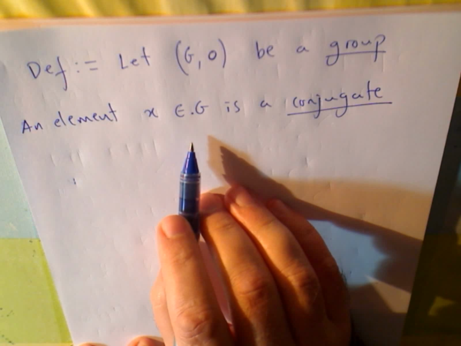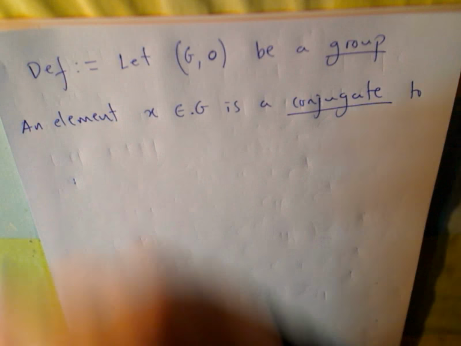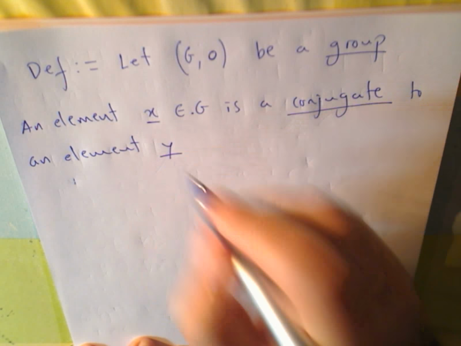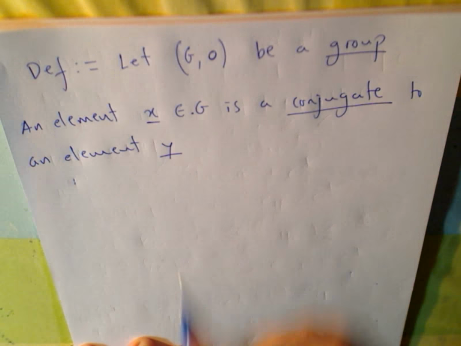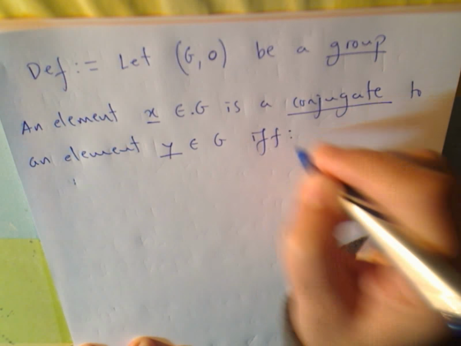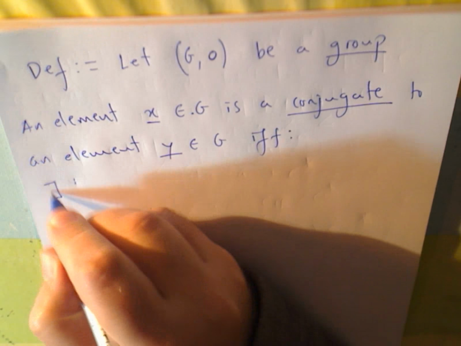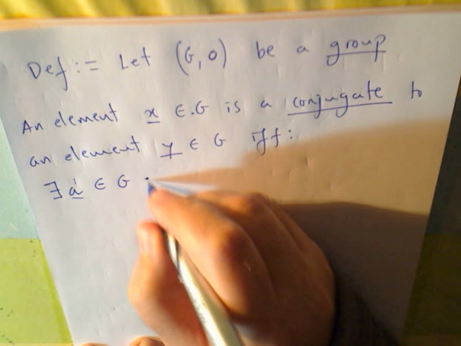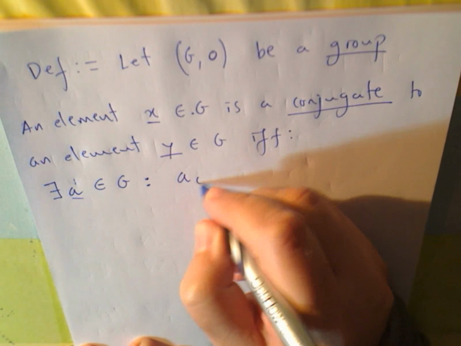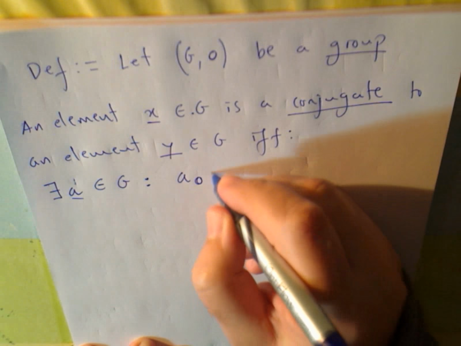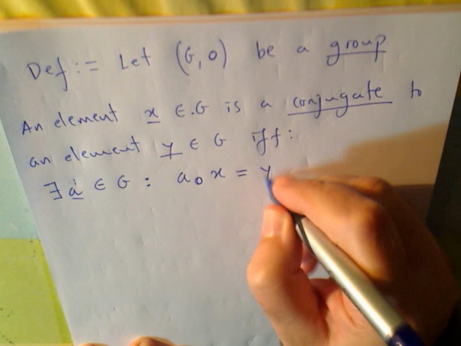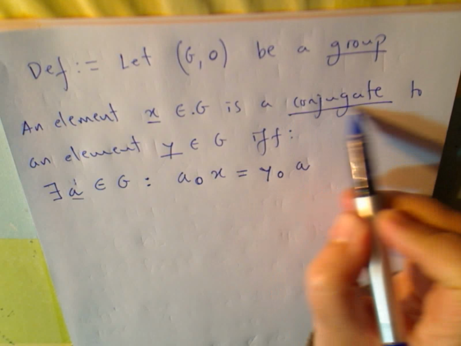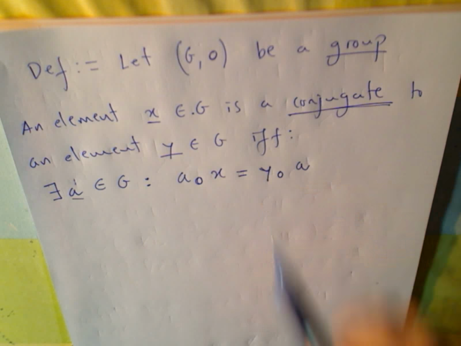An element X in G is a conjugate to an element Y. So X in G is a conjugate to an element Y in G if and only if there is an element A in G such that A operation, and that's the group operation of course, X equals Y operation A. Okay, so that's the definition of a conjugate. So X is conjugate to Y.